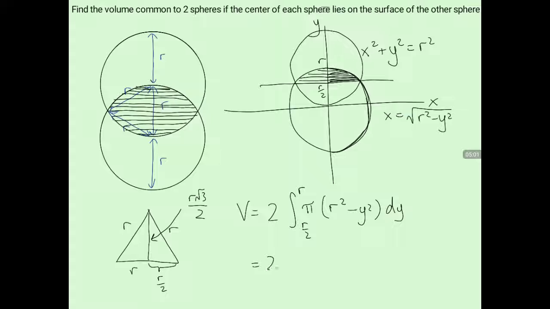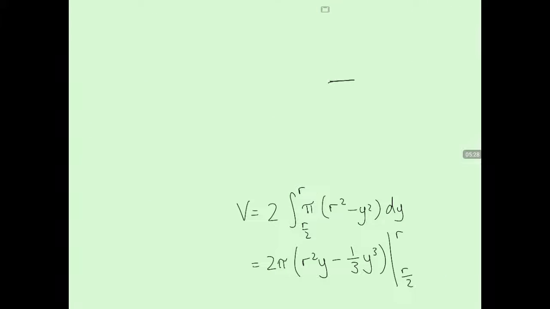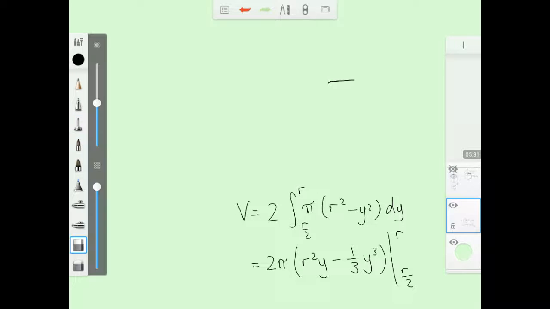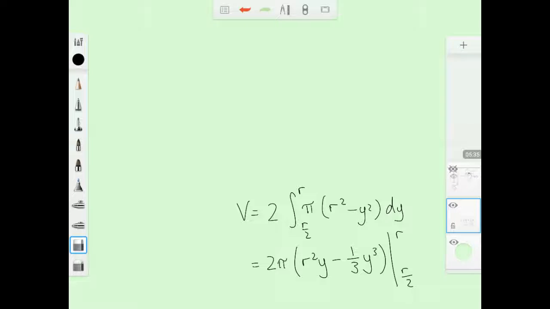Now we can solve it. So to solve it, what we can do is bring out the pi, and then take the antiderivative. And we can do that because of the fundamental theorem of calculus. So here we get r squared times y minus 1/3 of y cubed, evaluated at r and r over 2. And now we're going to get rid of some of the unnecessary things so that we can have a little more space for our calculations.